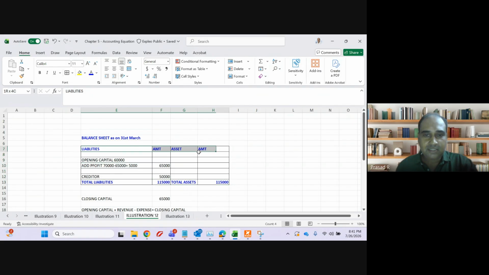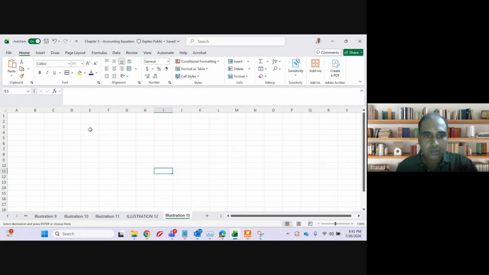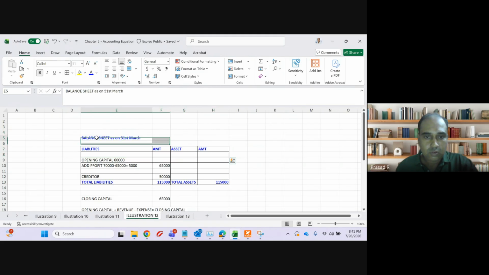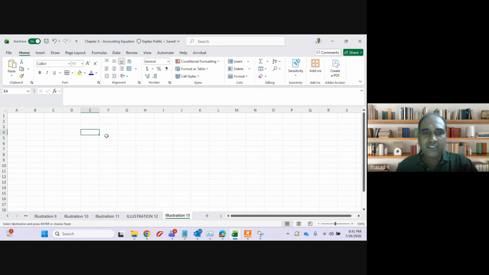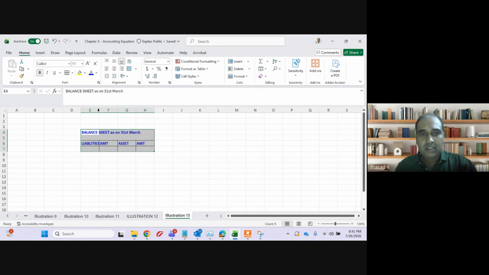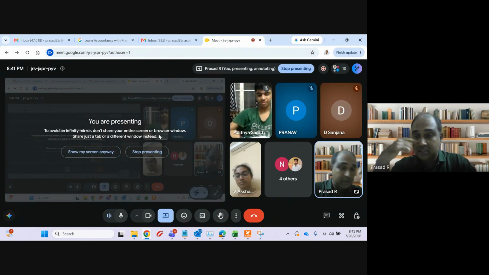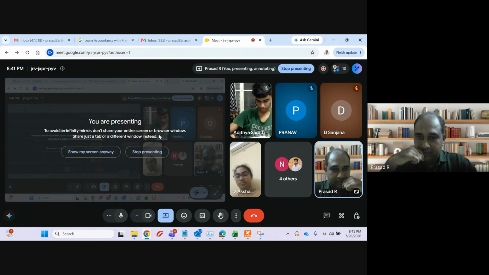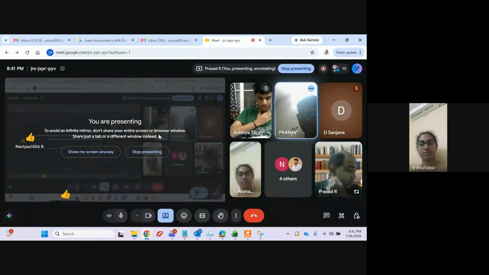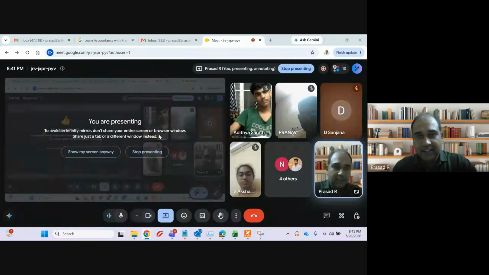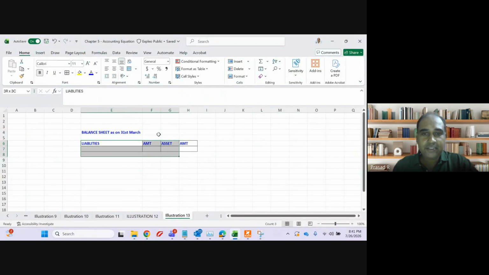We will create again this small balance sheet. This balance sheet is not part of your answer, guys. If you prepare a balance sheet, you will not get marks. You have to write the formula to get marks. Clear? Yes, sir. Okay. So write the formulas, create the formulas and get marks. This balance sheet is only my way of explanation to you.